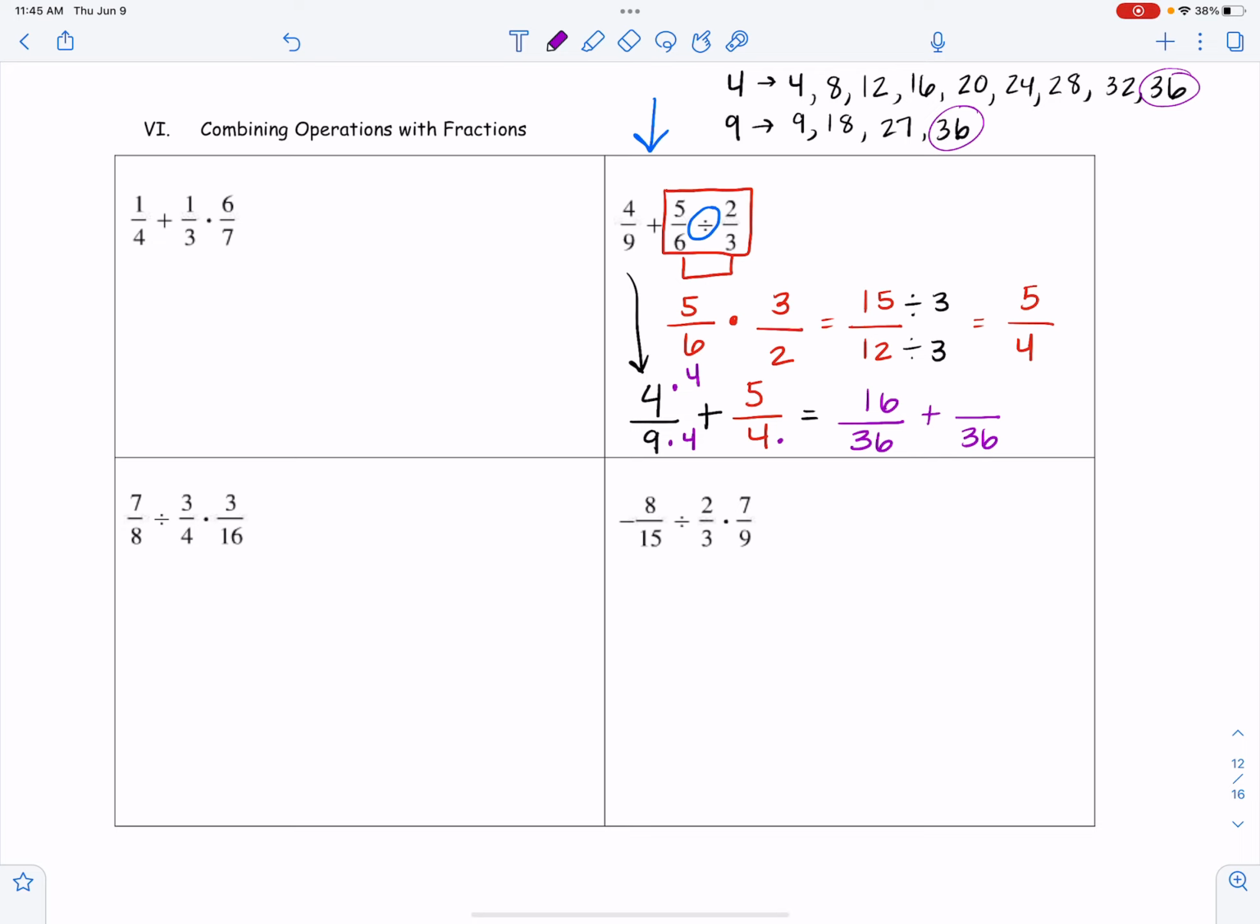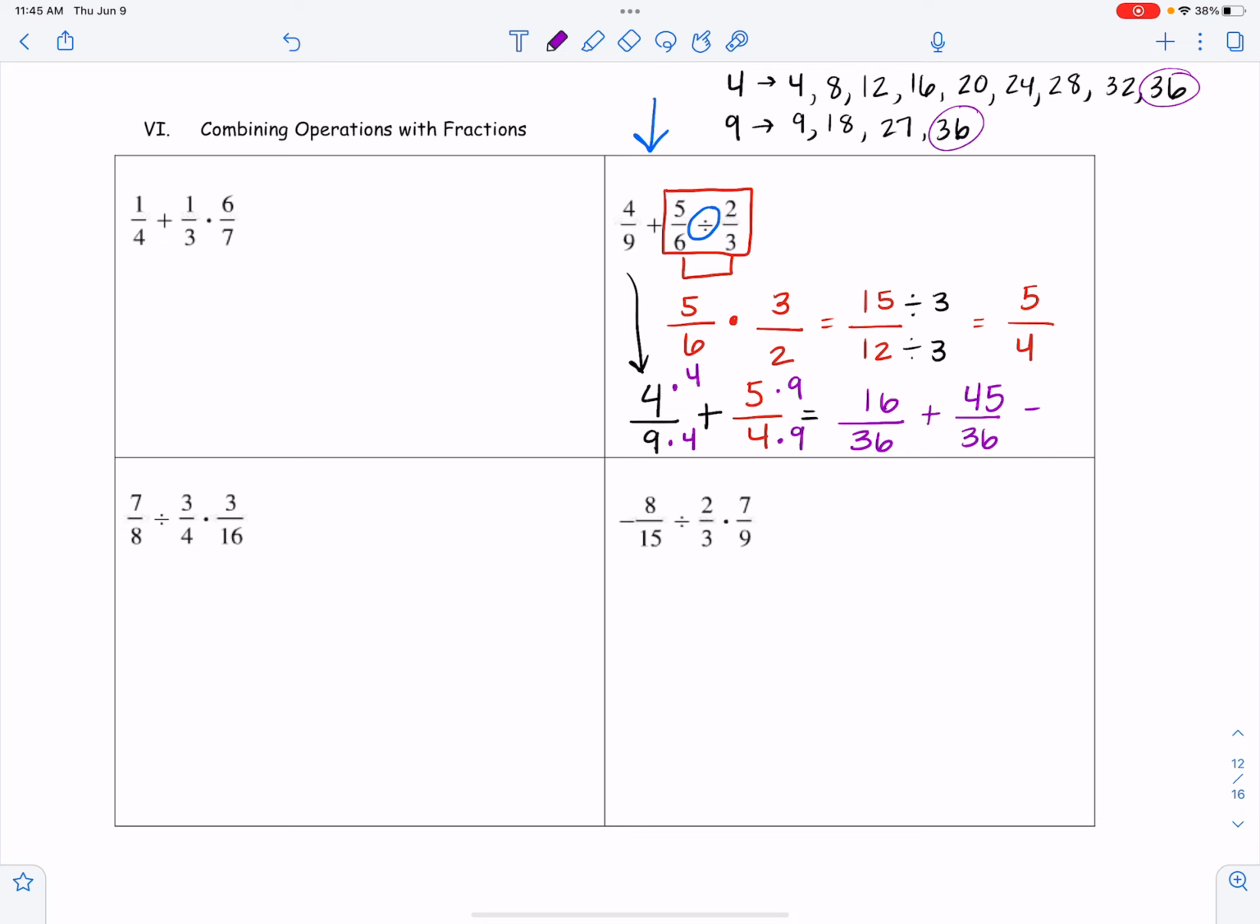The second denominator is a 4. To become 36, it's got to be multiplied by 9. So I've got to do the same thing to my numerator. That means that 5 also has to be multiplied by 9. And so this second fraction is going to become 45/36.